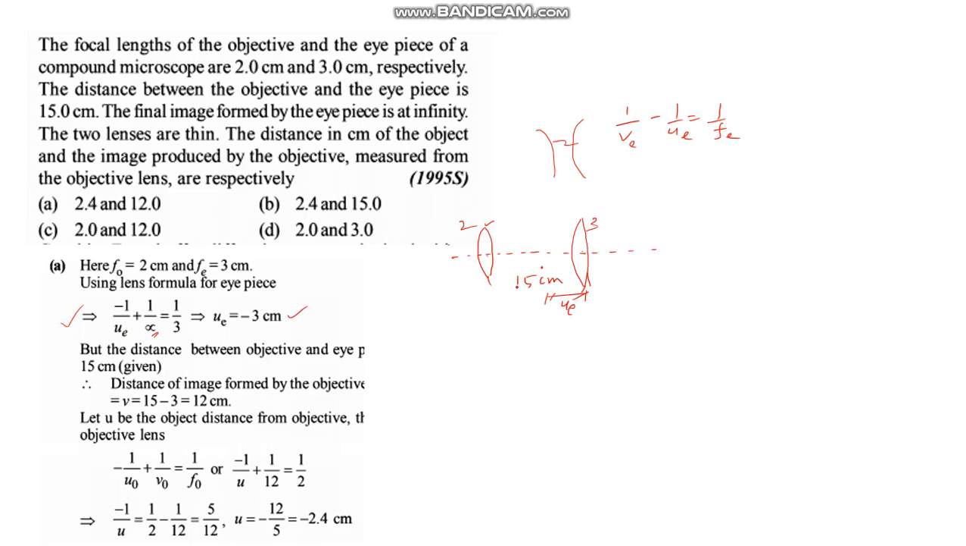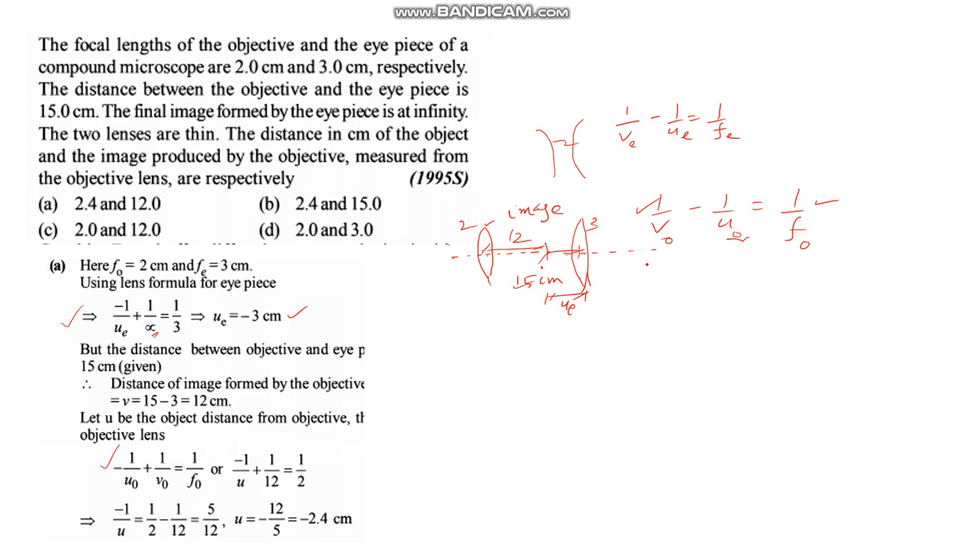Now the distance between these two is given as 15 centimeter, and this is 3 centimeter. So what is the balance distance? This is 12 centimeter. And this is the distance of the image formed by the objective. Again we will use the same equation, 1 by v minus 1 by u equal to 1 by f, but this time we'll put the objective suffix. Here we know this value, we know this value, so this can be worked out. This is that equation. From here you can find out the value of v.